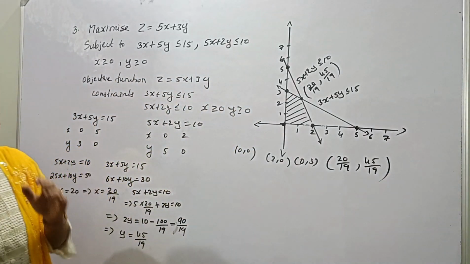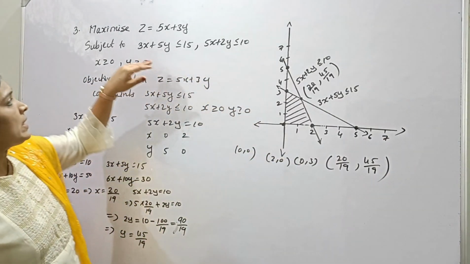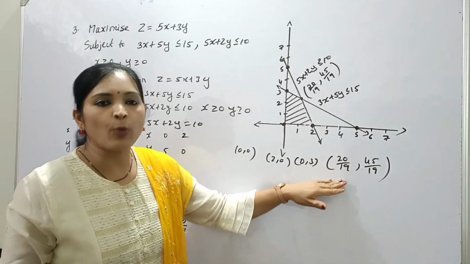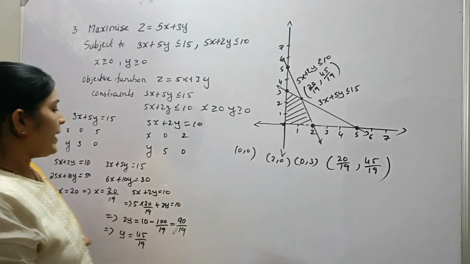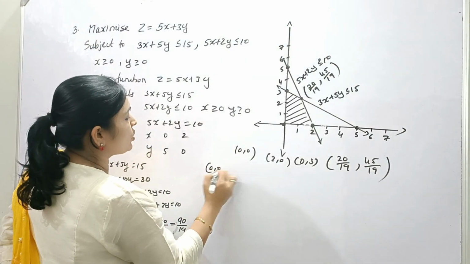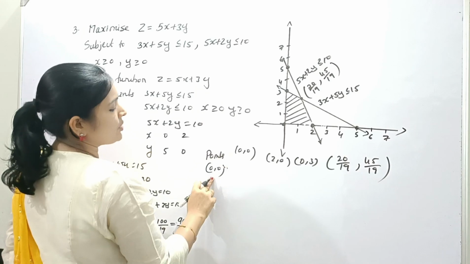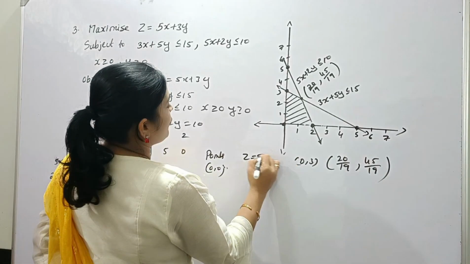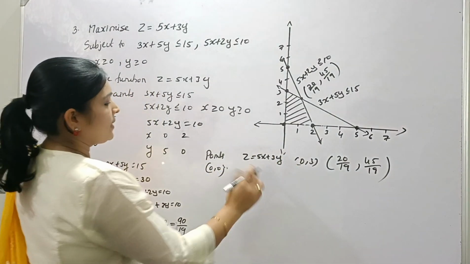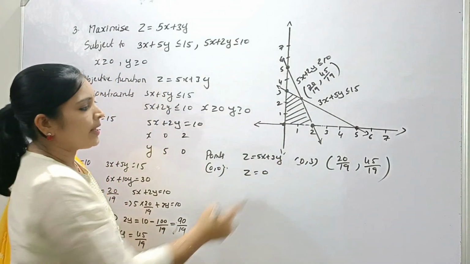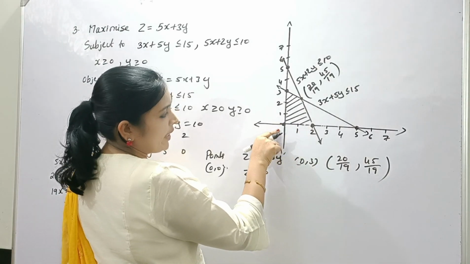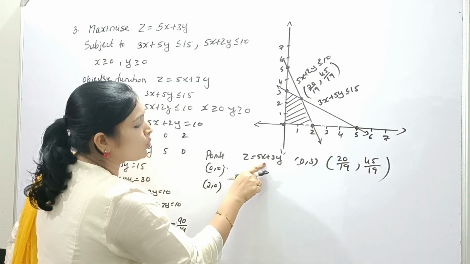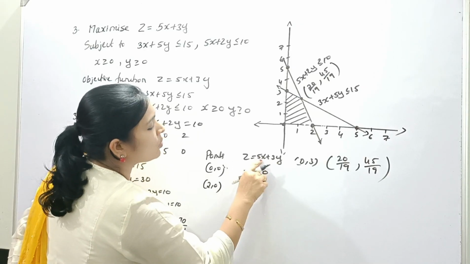Then we have to find at which point the given z is maximum. Okay, at which of these points z is maximum. Let's find one by one. The points. First point 0, 0. Okay. Z is equal to 5x plus 3y. Right? Then here z is equal to 0. Next 2, 0. Put x is equal to 2, y is equal to 0, z is equal to 10.